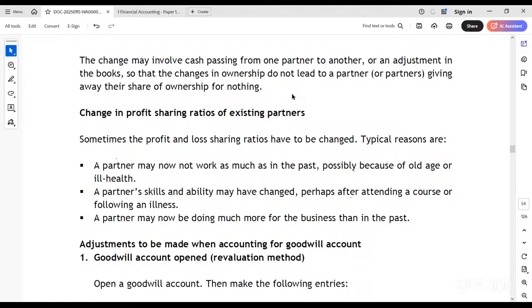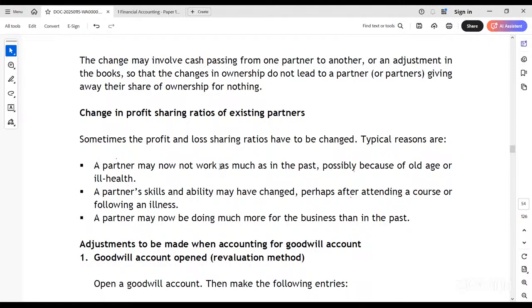Or when a partner is ill, okay, following an illness, sometimes we can also change our ratios. A partner may now be doing much more for the business than in the past. So it's two-way. Either the performance is declining or the performance has now increased. So under all these, we can change our ratios. We can change our ratios in case of any of these situations.